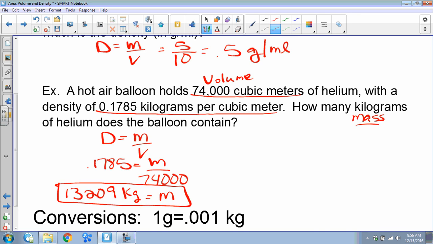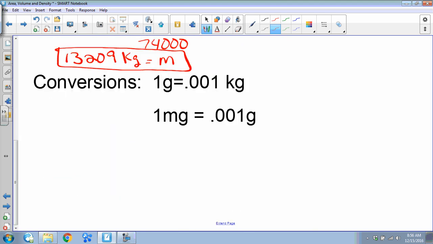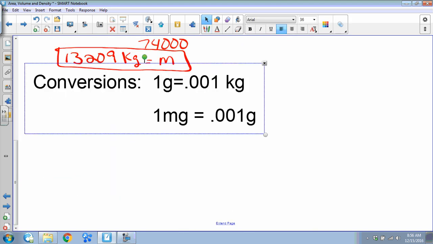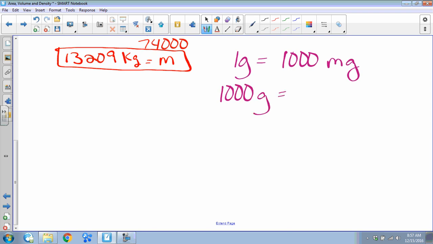Now, what if, so I'm going to tell you this conversion. 1 gram equals 1,000 milligrams. 1,000 grams equals 1 kilogram. So if I wanted you to change these kilograms to grams, let's remember how to do that.